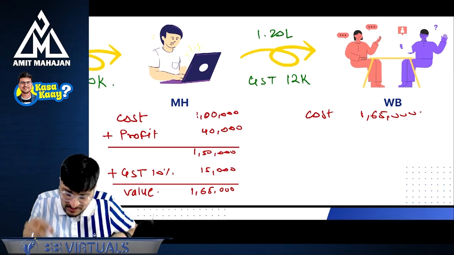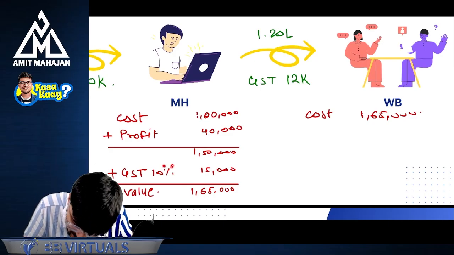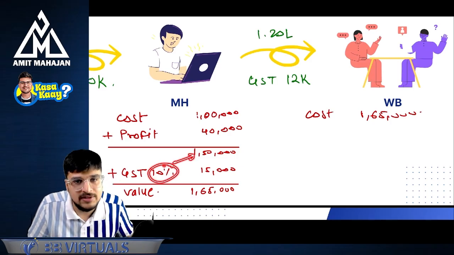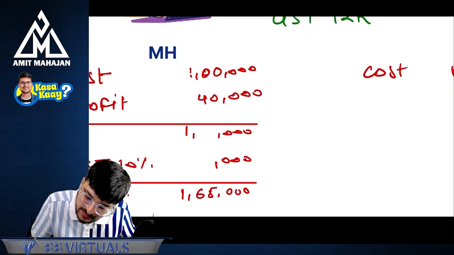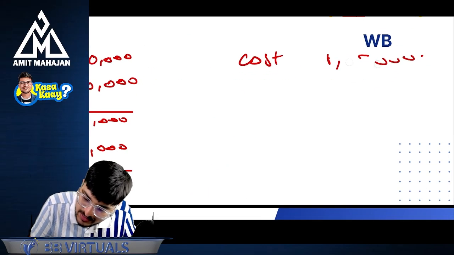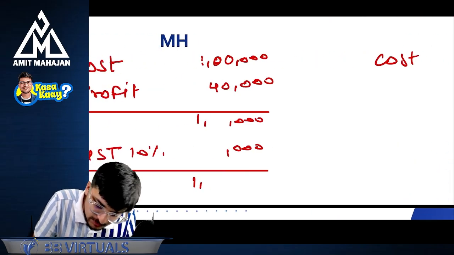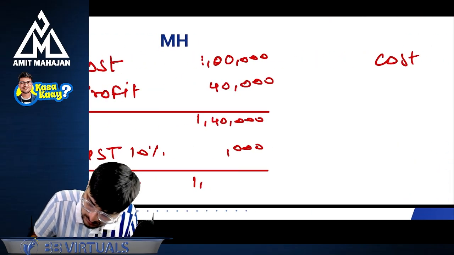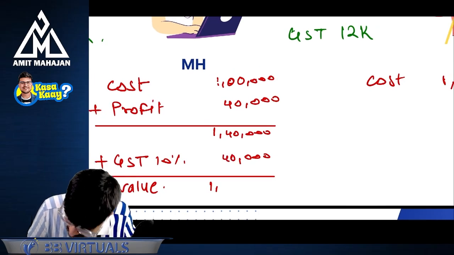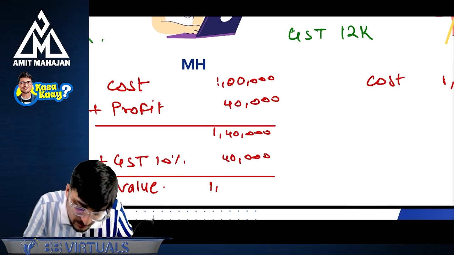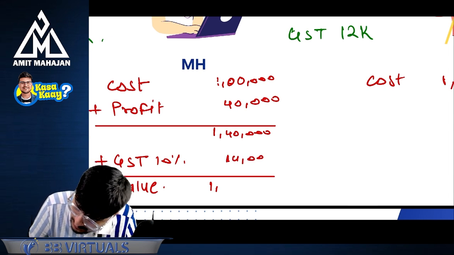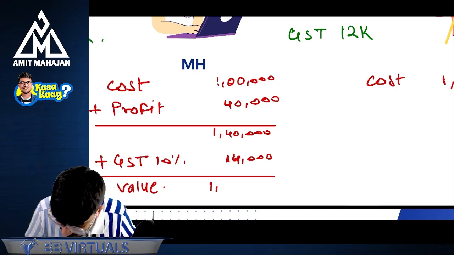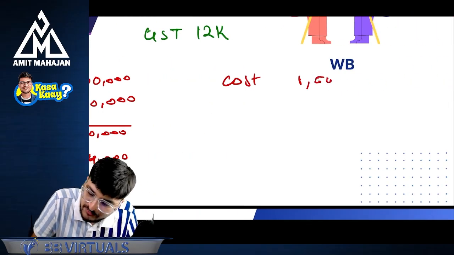Why so? Because this 15,000 rupees, this 10% which is charged, is on this 1 lakh 50,000. Sorry, you have 1 lakh 40,000 on it. This should be 140. I was wondering how come the answer is coming the same. So this should be 140. So 10% comes to 14,000. So that's why 1 lakh 54,000. And ultimately the cost is going to be 1 lakh 54,000.